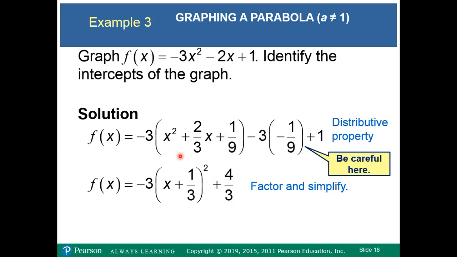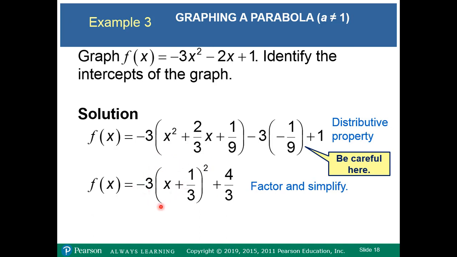And so now what happens? Now this is a perfect square, and you get -3 times what? Well, it's going to be 1/3. So x plus 1/3 quantity squared plus your 4/3 left over. Okay, now you've got it in the form you need it. Now we've got to find the intercepts.